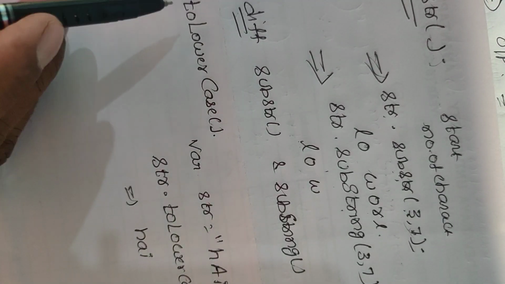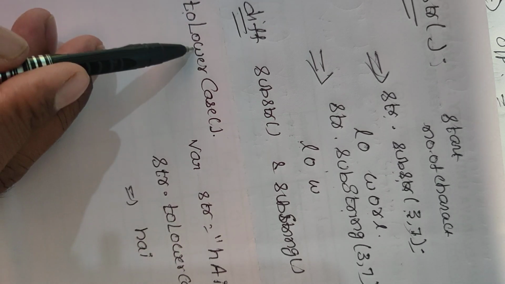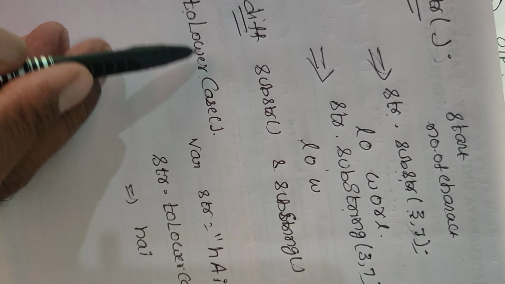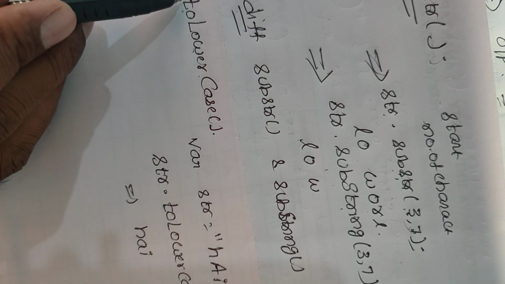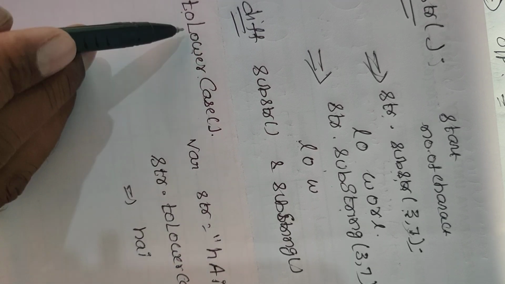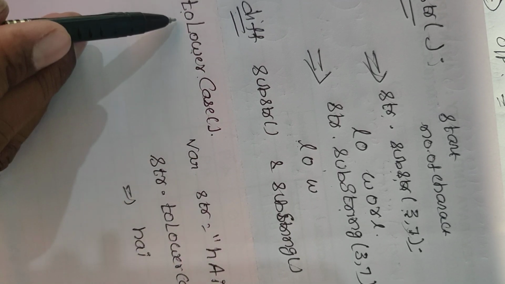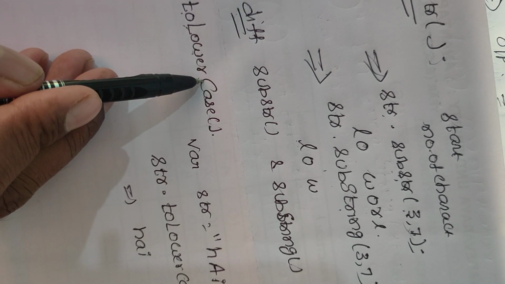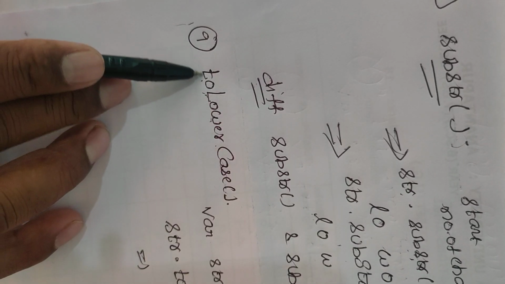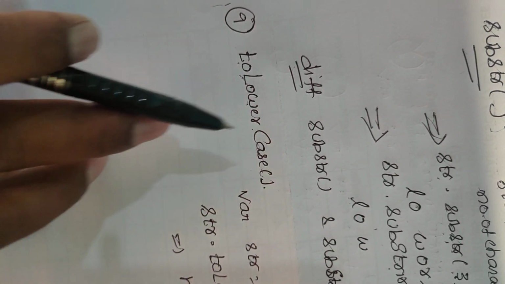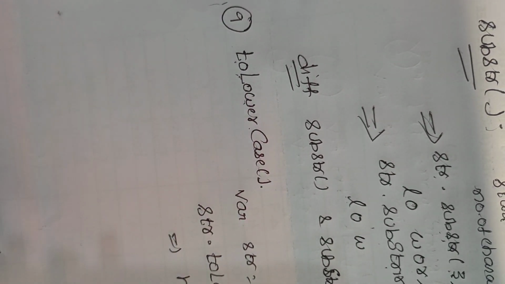But please remember, this is a to, this is a lower, this is a case. There are three words, but in the method the starting letter must be a small letter. Then if you combine the three words, the first letter of each following word is a capital letter: L, C. But in the beginning we don't use a capital letter, because it is a method in the JavaScript language.